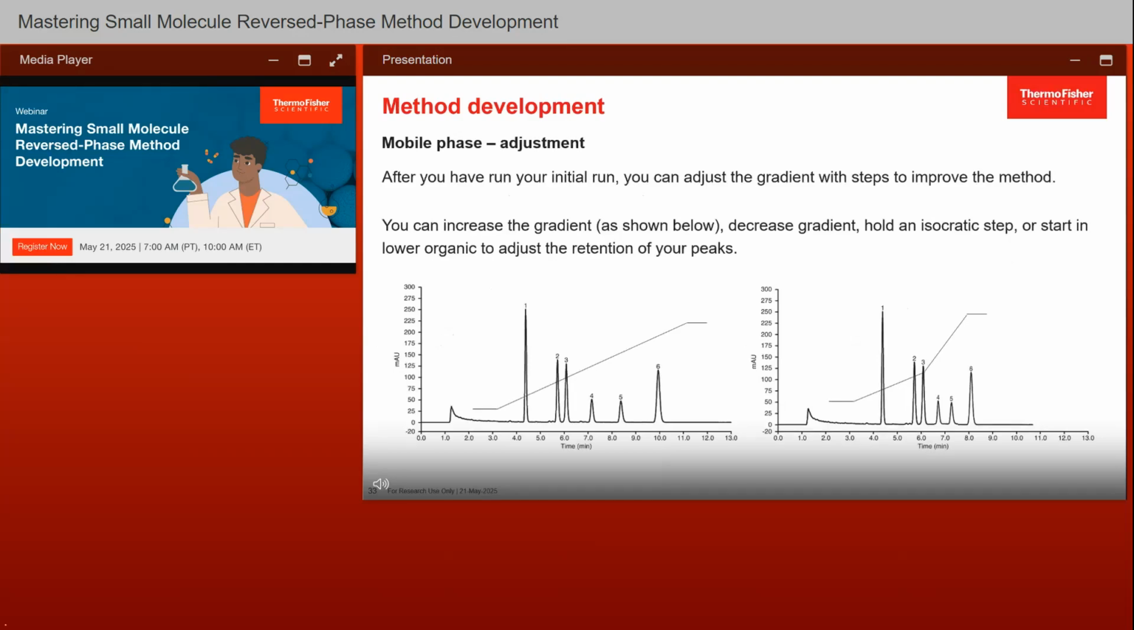After you have identified a suitable starting point for your gradient method, you can adjust the gradient method further with steps to improve the overall method. If you're struggling with retaining early eluting peaks, one approach is to start at a lower organic composition to improve the retention of early eluting peaks. If you're planning to go below 5% organic at the start of your gradient, you would need to use a different column that can handle 100% aqueous mobile phase conditions.